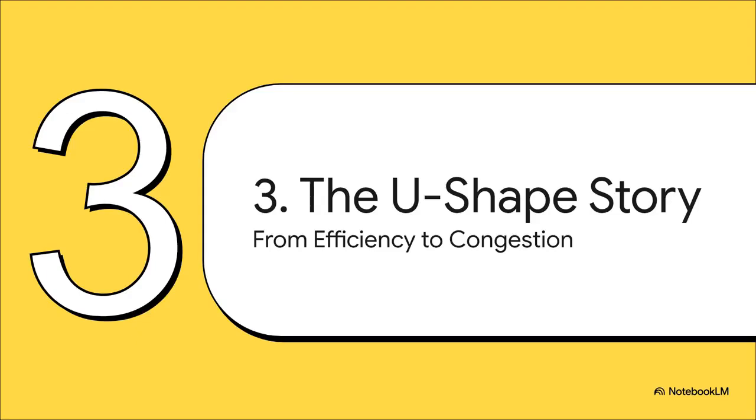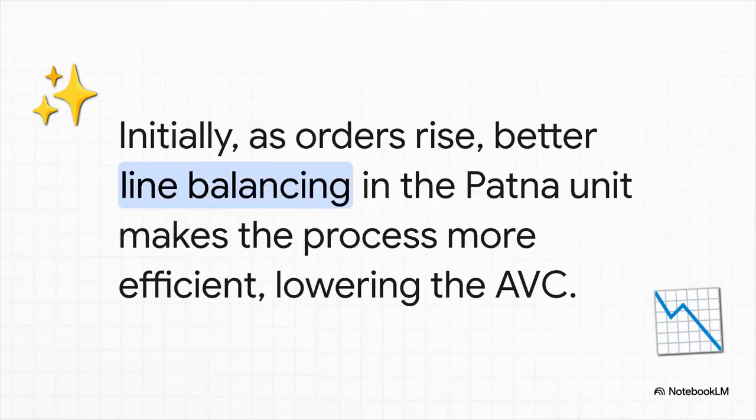This is what we call the U-shaped story, and it starts out great, but then things change. So in the beginning, as more and more school uniform orders start rolling in, something kind of wonderful happens. The workshop really finds its rhythm. The production line gets perfectly balanced, and the whole process just starts humming along.